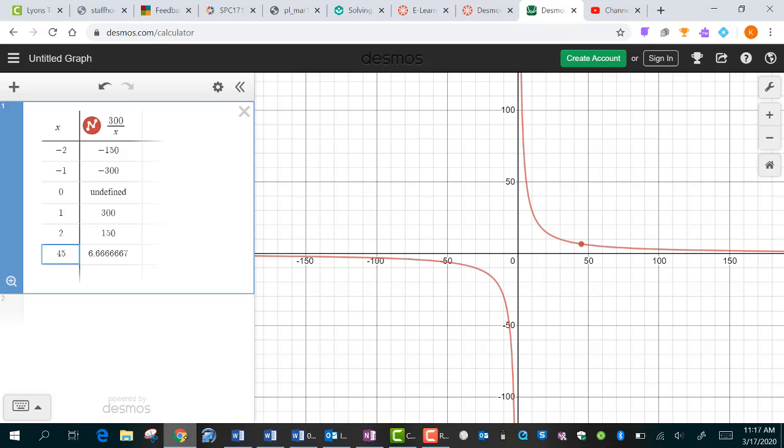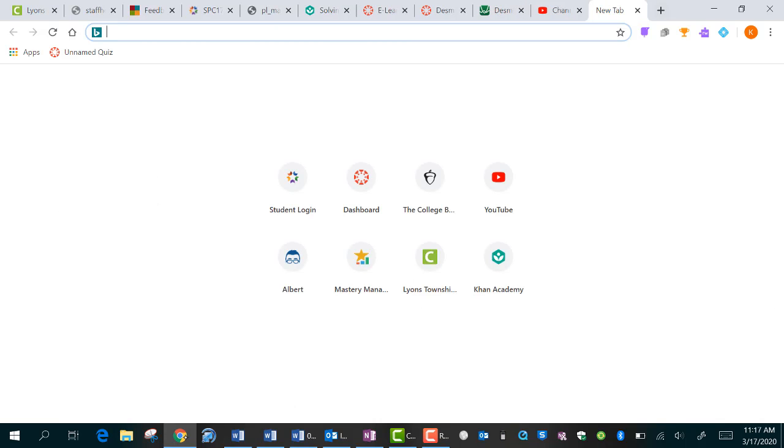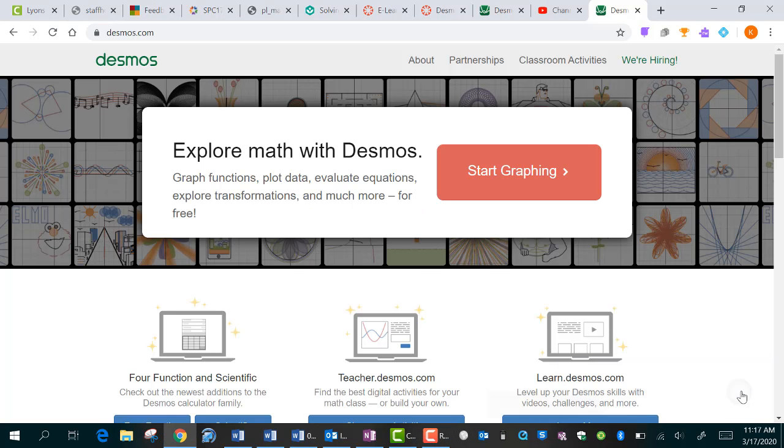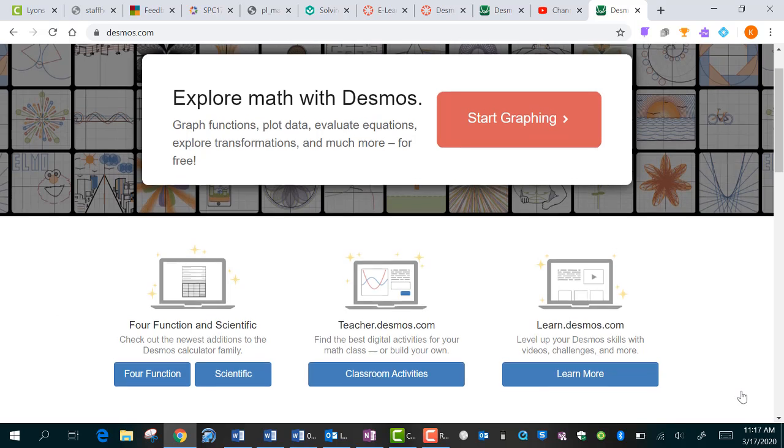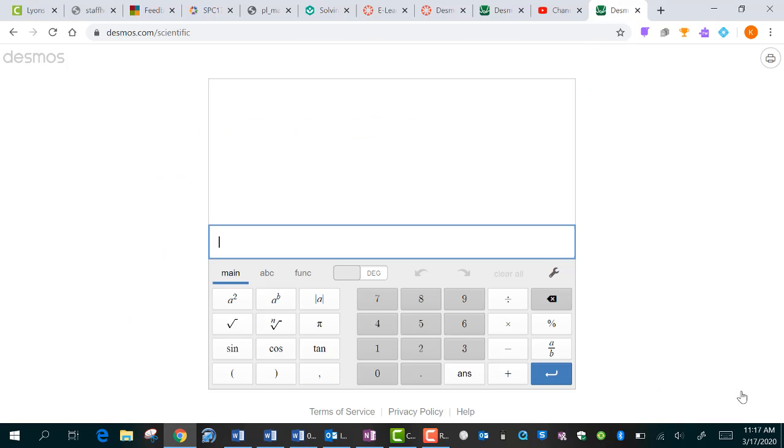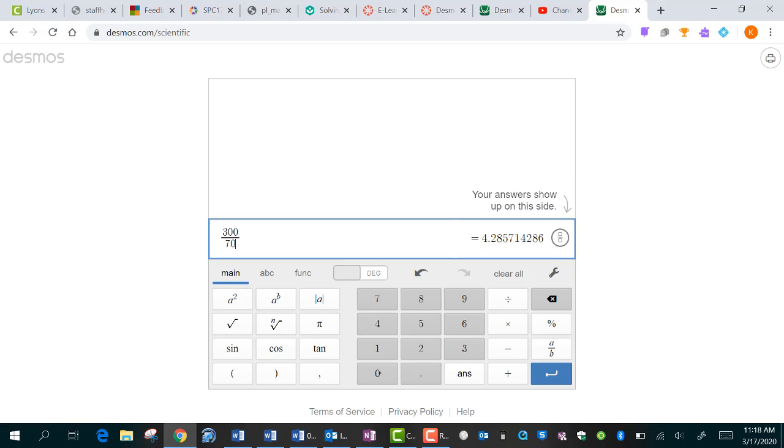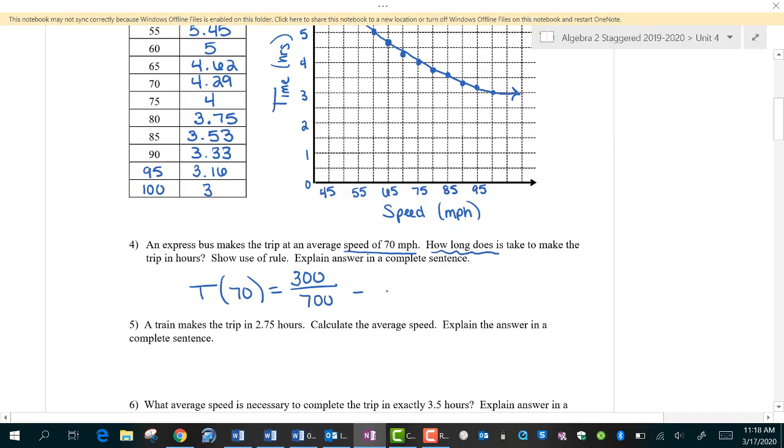So here, if I go back to Desmos, I would probably want to just use the scientific calculator. So I would type in 300 divided by 70. So we get 4.29. So that tells me it will take 4.29 hours.